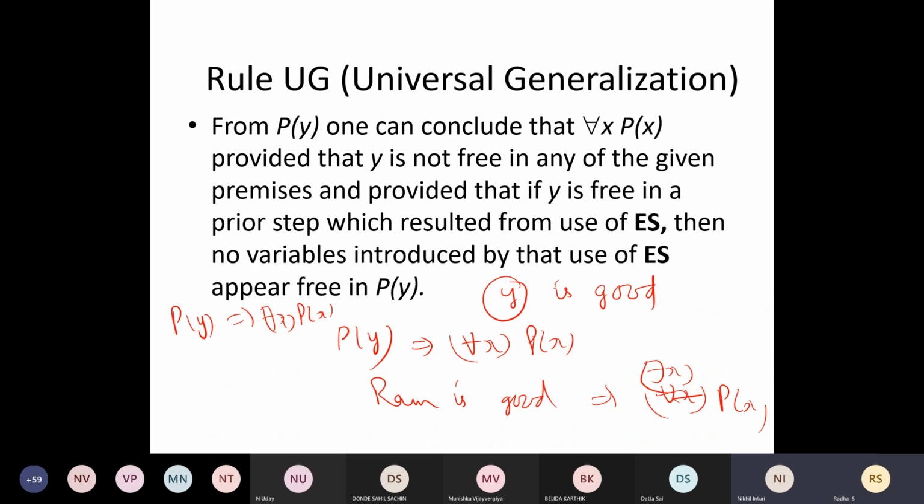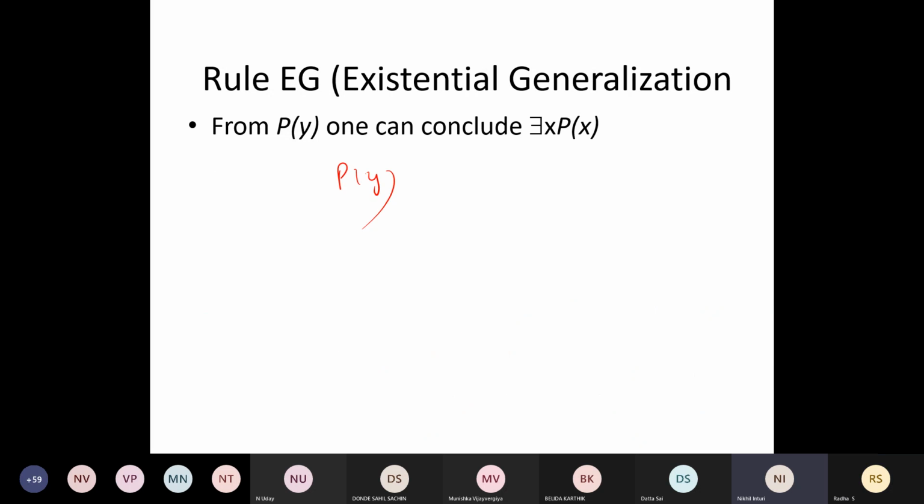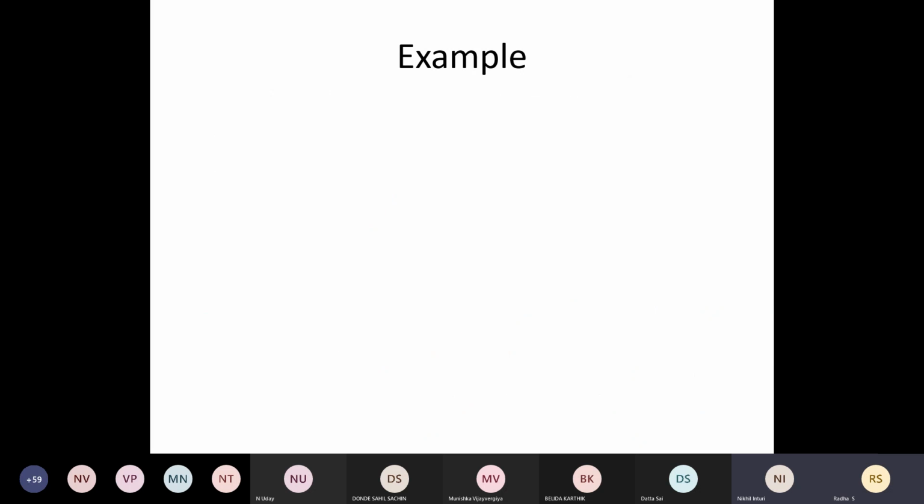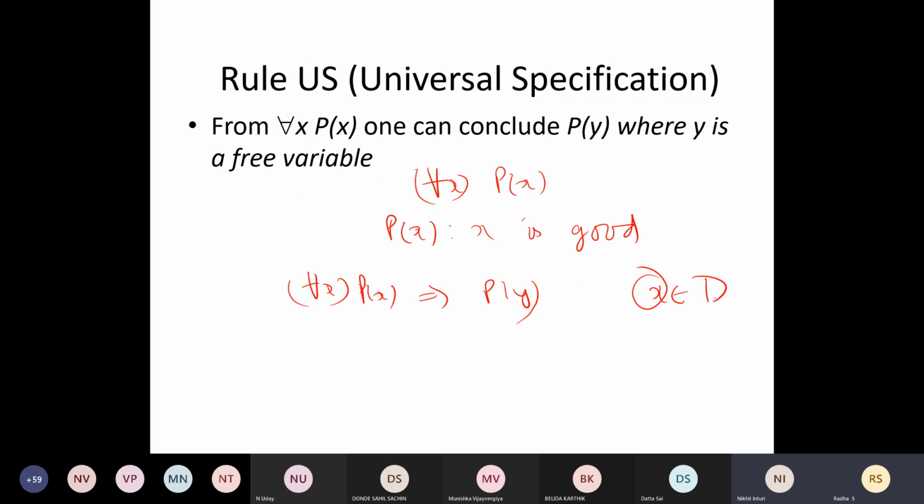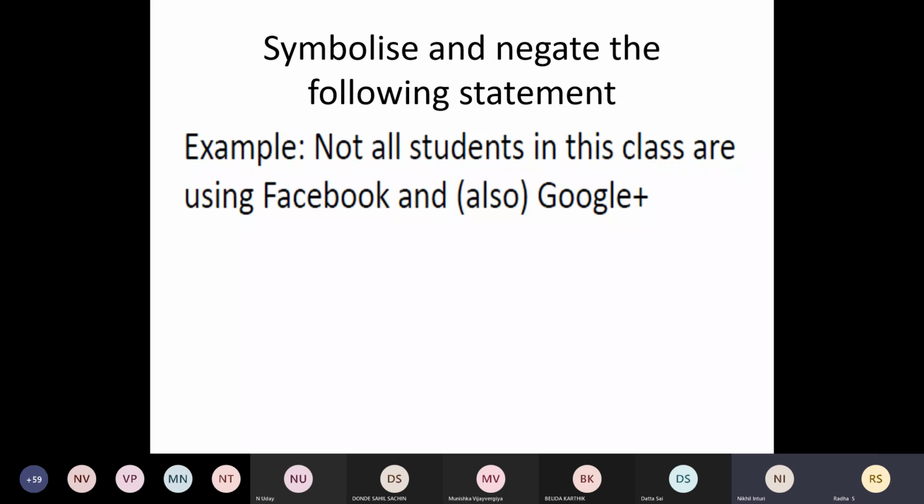Don't go much deep into this. When it is needed, we'll use it. Okay, this we have seen. So what are all the three things we have seen so far? One minute, we'll write everything. Tell me what are all the things we have seen? Universal specification. What do you mean by universal specification? If something is true for every value of x, then it is true for a particular value. This is called universal specification.